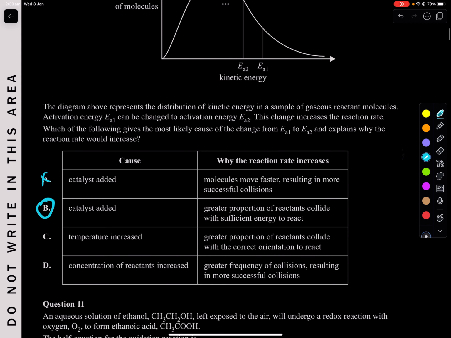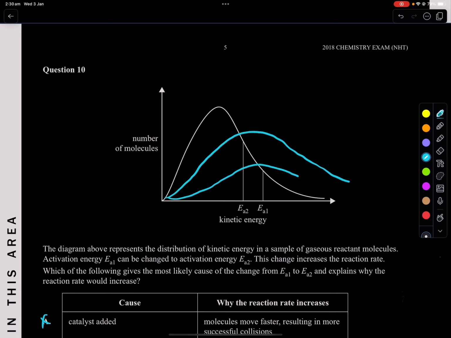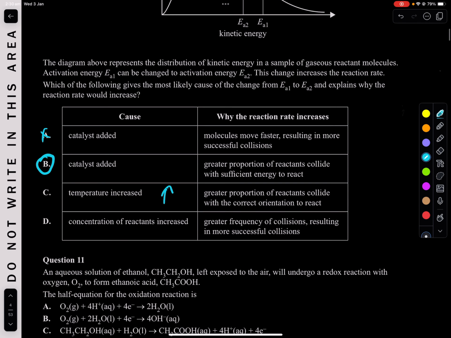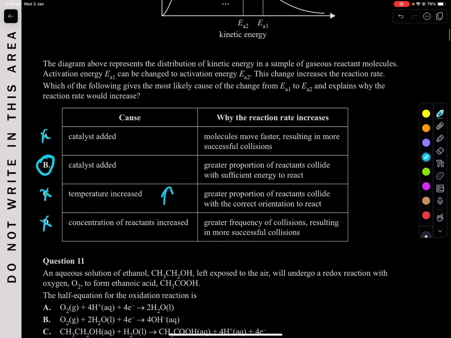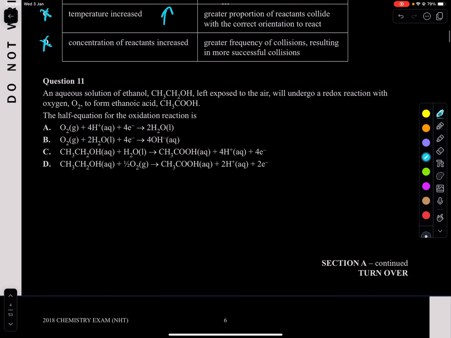Let's look at C and D. Temperature increased. That's not the cause. When you increase temperature, the graph becomes more curvy, and with more temperature it flattens out. That's not the change. The only change that could decrease the activation energy is a catalyst. So that's wrong. Concentration of reactant is increased. No, don't ever think increasing concentration will decrease the activation barrier. So that's it.